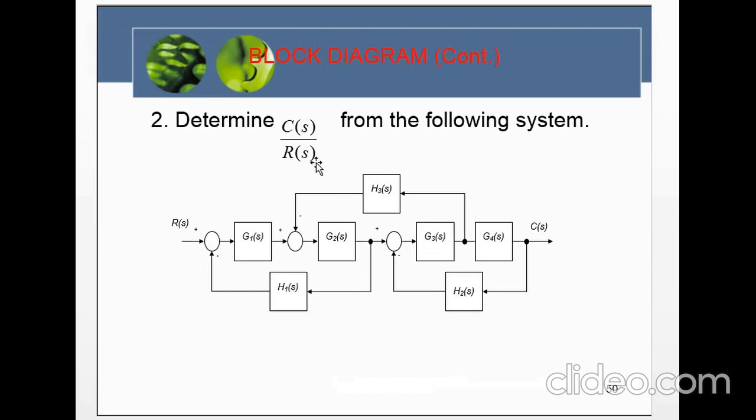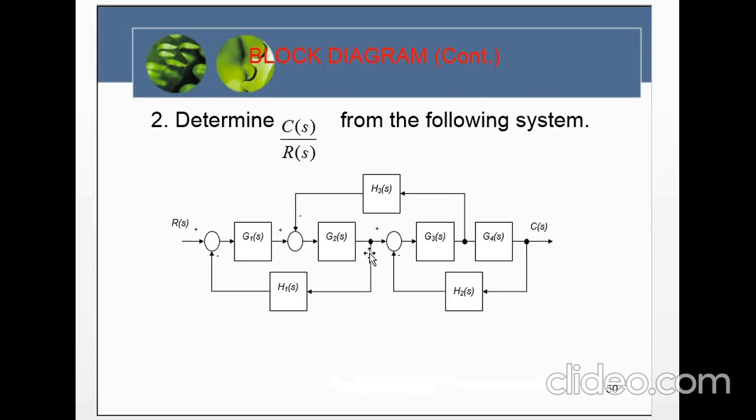Determine C(s) over R(s) from the following block diagram. This block diagram is more complicated than the previous one. It also consists of 3 loops: the first loop, the second loop, and the third loop. Now in order to make the loops free, we should move this summing point, this point before G1, to after G4.